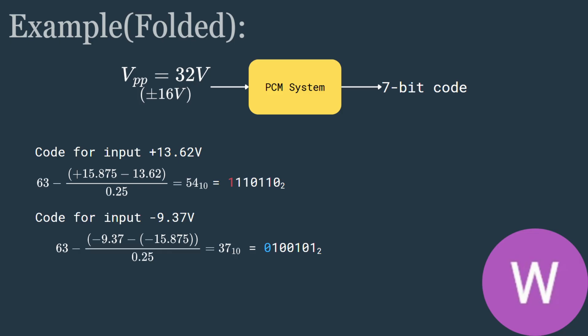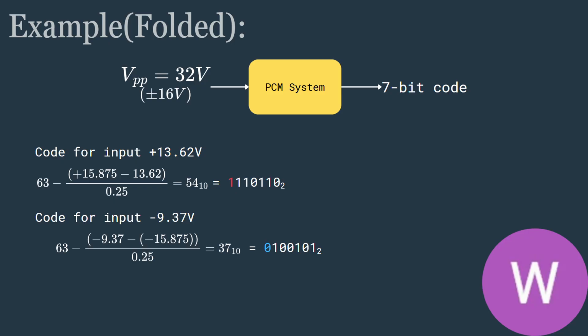110110. Here we need to add the significant bit by ourselves because the input voltage here is positive. It's positive 13.62. And if it's positive, it means that the significant bit is 1. So we need to add 1 in front of our answer. So the final answer will be 1110110.